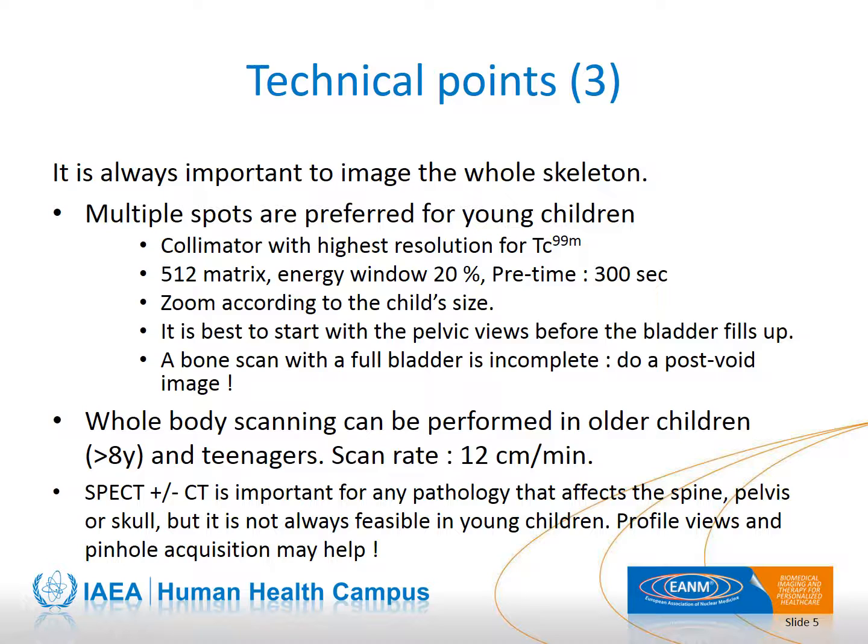When the child is older than 8 years or is a teenager, the whole body scan can be performed at a rate of 12 cm per minute. SPECT is recommended for adolescents with a spinal, pelvic or skull disorder. It can be difficult to perform tomography in young children, but other views are possible: oblique, profile, penile acquisition.